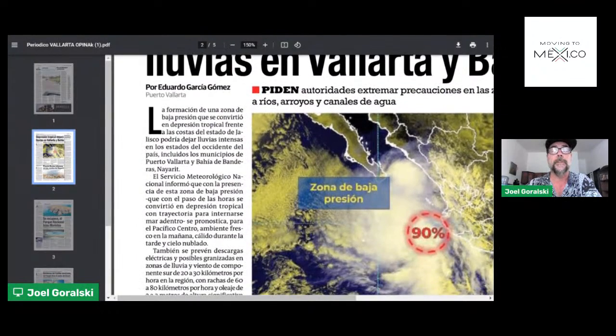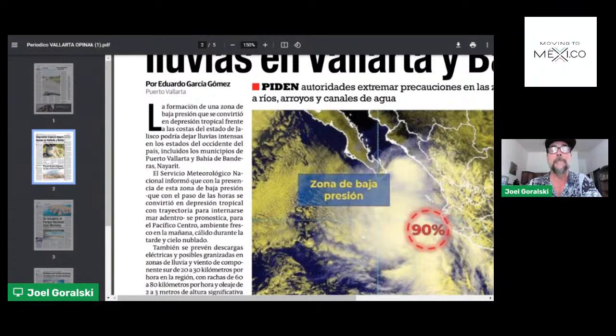But let's go through, again, the first paragraph here, and I'm going to just make it a little bit bigger. "La formación de una zona de baja presión que se convirtió en depresión tropical frente a la costa del estado de Jalisco." I'm just going to stop it there, right? So, la formación, the formation, right? De una zona. We know what una means because, if you even have a basic understanding of Spanish, una cerveza, a beer, right? So, the formation of a zona, a zone, de baja. So here's a word you might not know, right? So you would highlight that. Baja means low, okay, or below. Presión is pressure, right? The same thing in English.